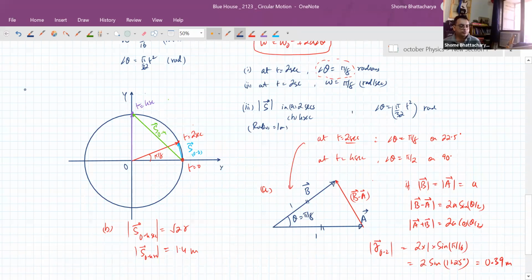And the fourth part of the question, we wanted to find out the linear speed at 2 seconds. That's very simple. We'll use the formula V is equal to R omega. R is given to us as 1 meter, and omega we have found out at 2 seconds is pi by 8 radians per second. So V equal to R omega will give us the speed.